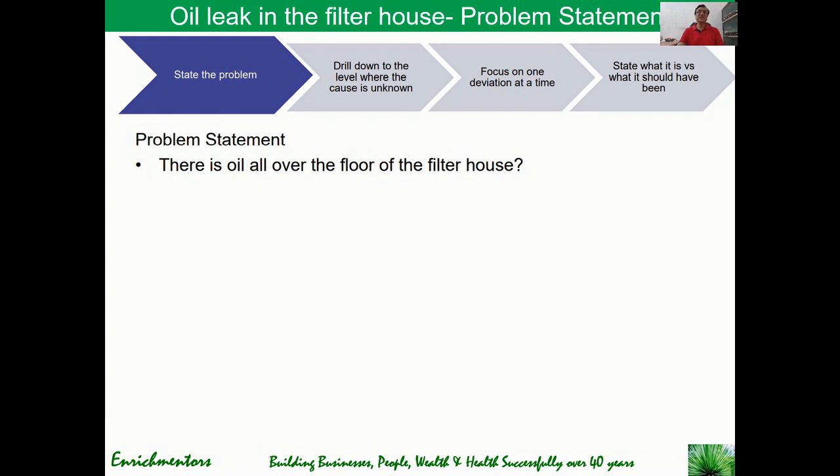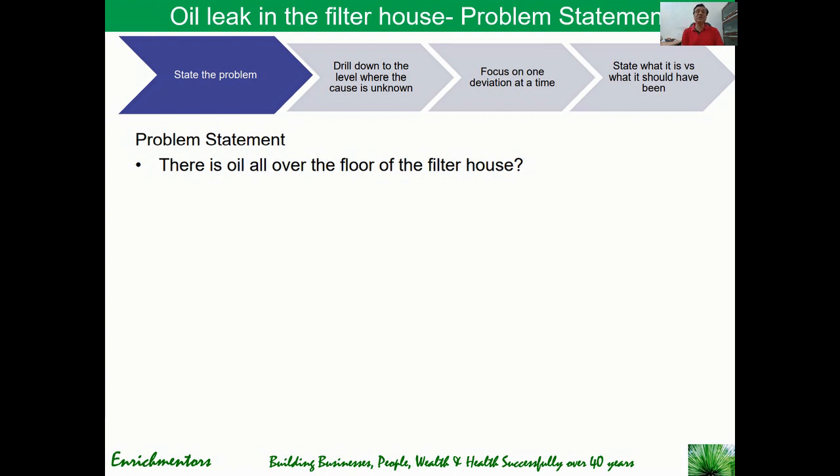If we start stating the problem, the first thing that comes to our mind is that the problem statement could be there is oil all over the floor of the filter house, because that is how the foreman told us, right? So we will probably define this as there is oil all over the floor of the filter house. The question is, is this the right statement of the problem? How do we know?